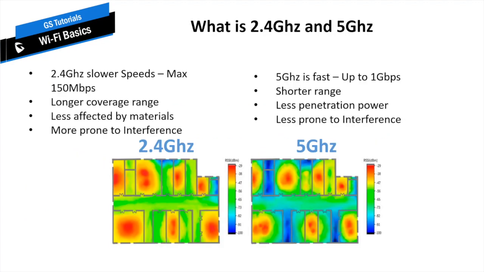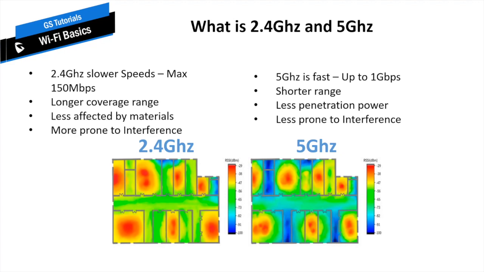Now when it comes to the 2.4 and 5 gigahertz frequencies, it is imperative that you fully understand what the pros and cons of each one are. This will set you up for ensuring that your customer gets the most out of every Wi-Fi installation you deploy. Starting off, we have the 2.4 gigahertz range, which oftentimes does have slower speeds, up to a maximum of 150 megabits per second. The advantage of the 2.4 gigahertz range is that it has a longer coverage range and much better penetrating power when it comes to material interference.